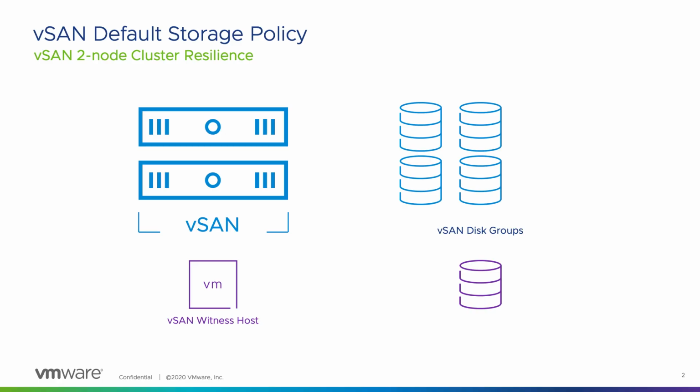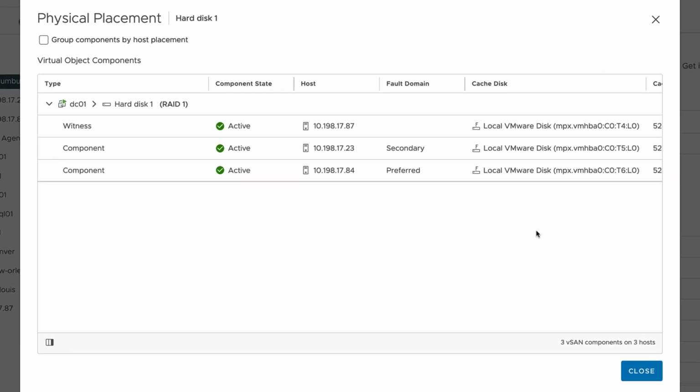Here we see a two-node cluster and its witness host. Each physical host currently has two disk groups. When the vSAN default storage policy is assigned to a virtual machine, the data is mirrored across hosts to maintain data accessibility when a host is offline. One copy of an object's data is stored on a disk group in each host. A witness component is placed on the witness host to maintain quorum.